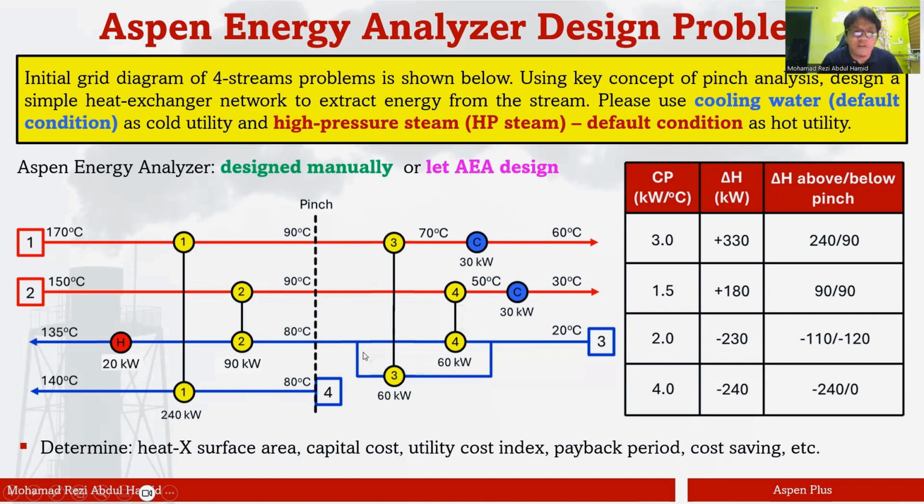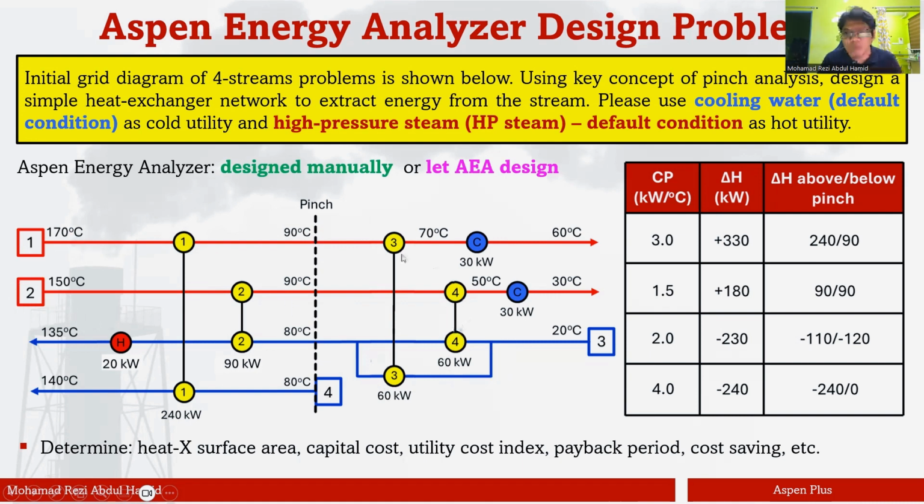And of course, I have a split here. Basically, I split the stream into 2 parts where the heat load of this particular stream is divided into 2. Each of these split streams will receive the same amount of heat load from hot stream number 2 as well as hot stream number 1.